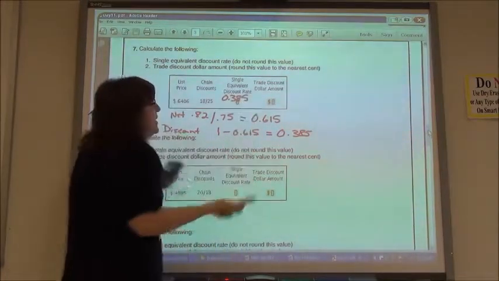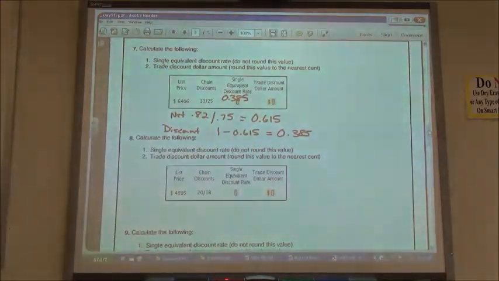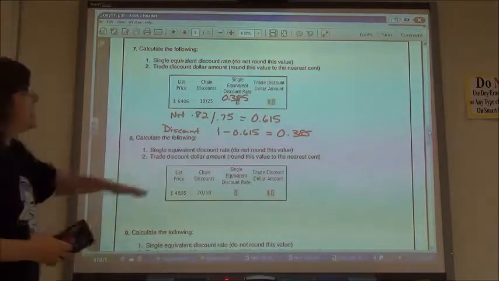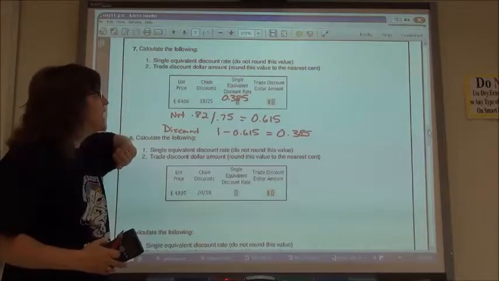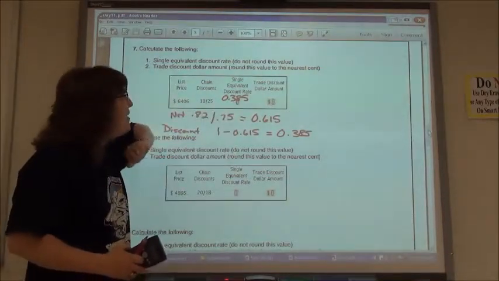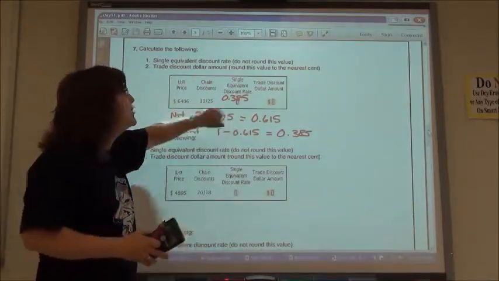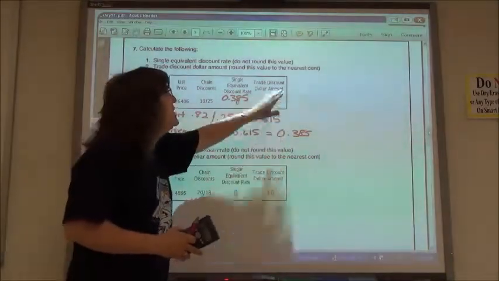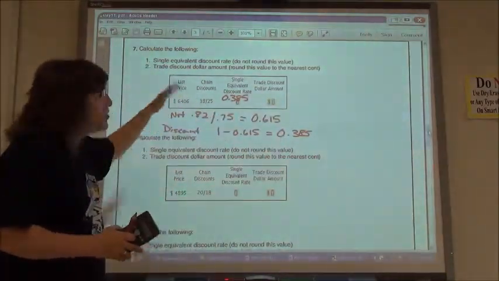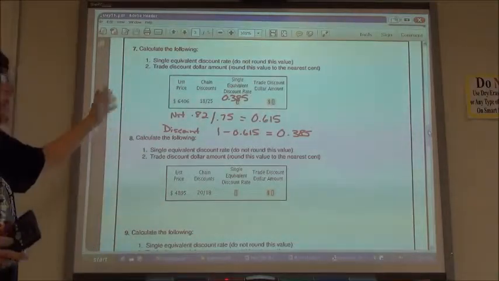0.385. In other words, I get a 38.5% discount is equivalent to having an 18% discount and then a 25% discount. 38.5%, we don't write it as a percent, we just write it as the decimal. But now we can find out what the discount is without having to multiply, subtract, multiply, subtract.